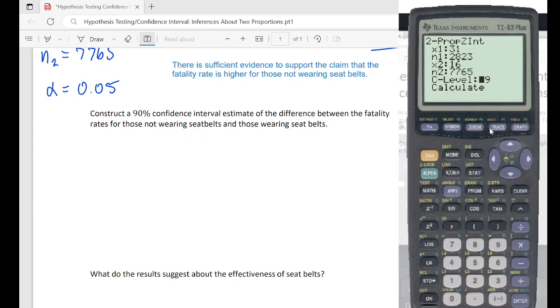But the one you gotta be mindful of is the confidence level. And you'll get that from here where it says construct a 90% confidence interval. So we want to be 90% confident. So 0.90 or 0.9. Go to calculate, enter, and here we have our confidence interval. 0.00559 to 0.01226. So that is our confidence interval between these two numbers.